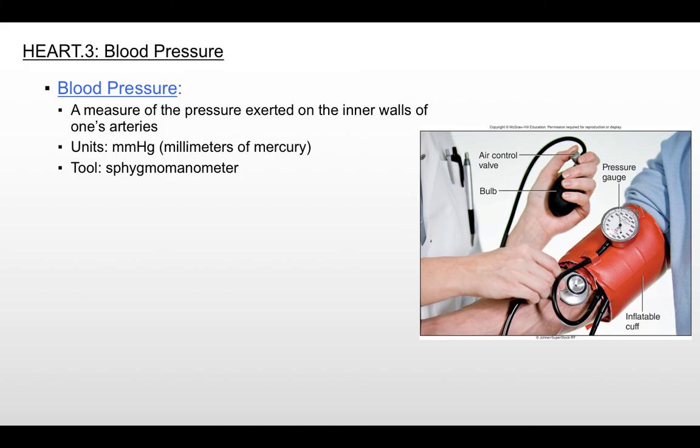The tool that you're seeing there with the blood pressure cuff and the stethoscope and the bulb and the valve, all of that together is referred to as a sphygmomanometer, and that's the tool you're going to utilize in lab to read your partner's blood pressure.